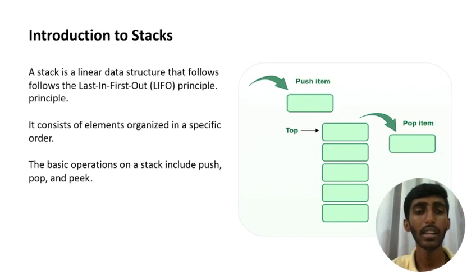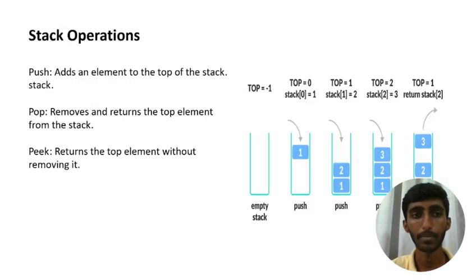Stacks in data structure. Let us see the introduction to stacks. A stack is a linear data structure that follows the last in first out (LIFO) principle. It consists of elements organized in a specific order. The basic operations on a stack include push, pop, and peek.